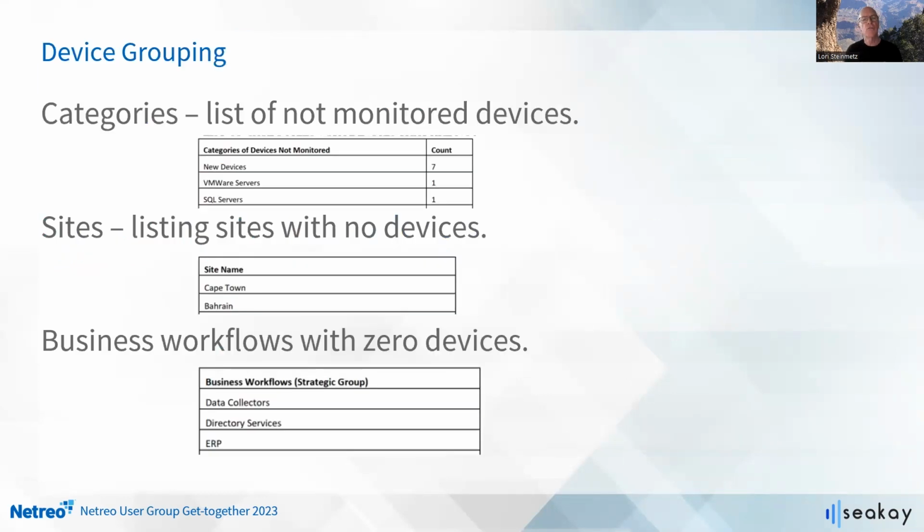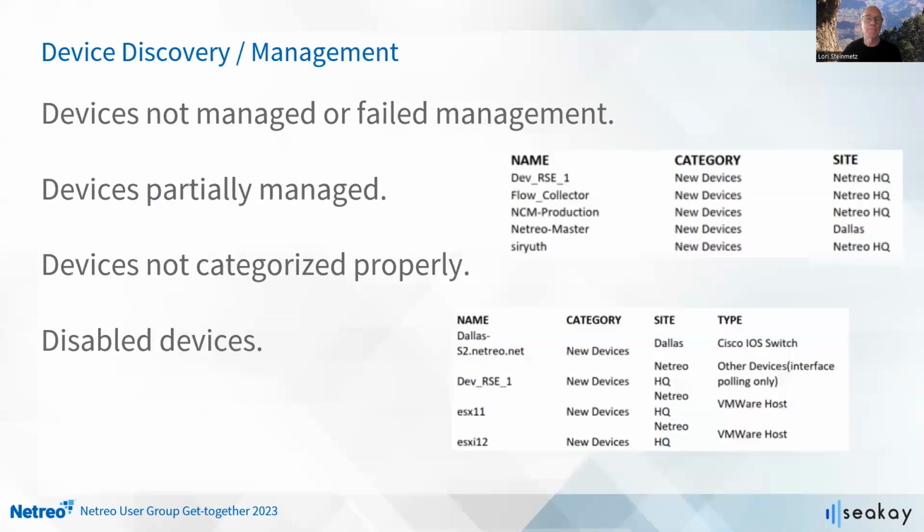So under the recommendations, we have device groupings, categories of not monitored devices, and we show counts of devices that are not currently being monitored. We list sites and business workflows that have 0 devices in them and question why you might have a blank site. Devices not managed or failed management, devices partially managed, devices not categorized properly, and disabled devices.